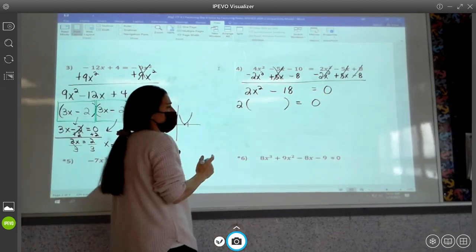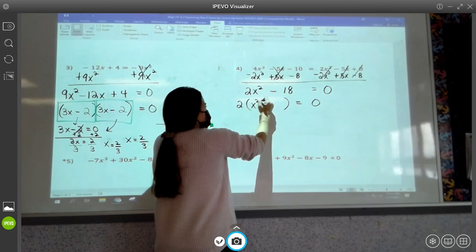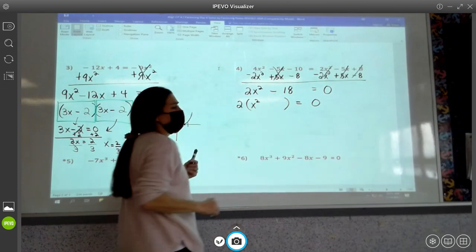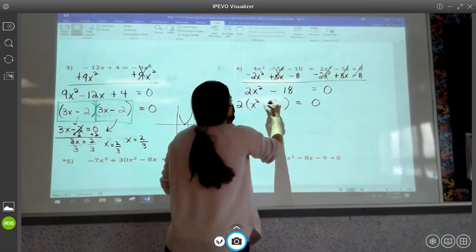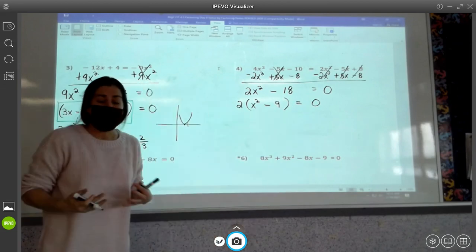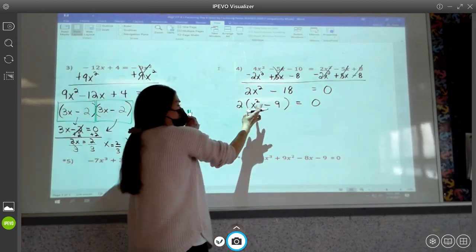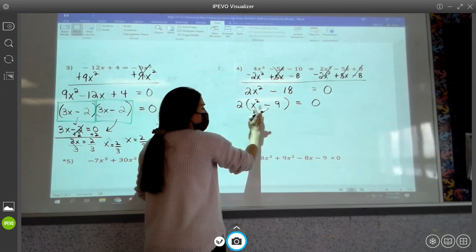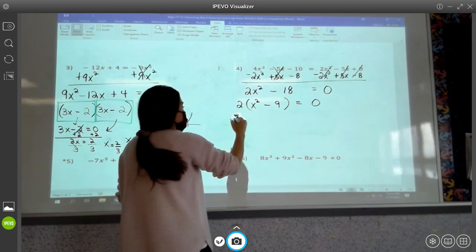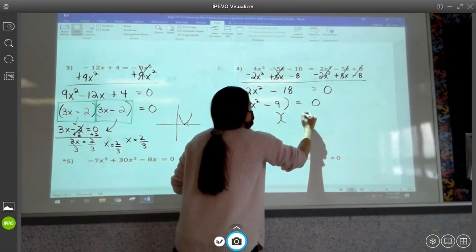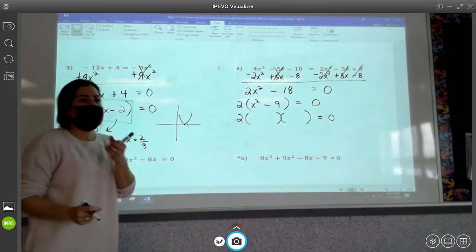2 times what gets us back to a 2x squared? X squared. 2 times what gets us back to a negative 18? A minus 9. So now what do we do after we take a GCF out? We look to factor again, right? This is a quadratic expression, so it could factor again. So bring the 2 down. Let's see if we can break that guy up one more time.